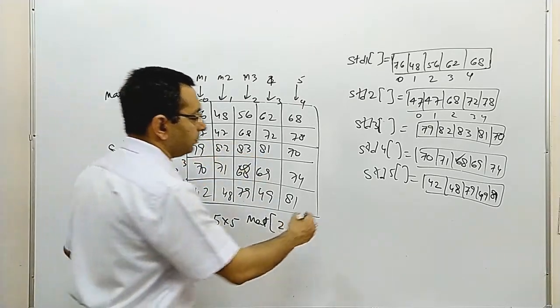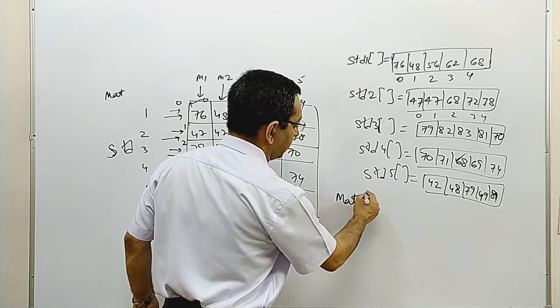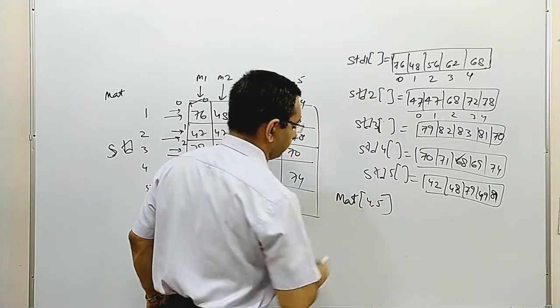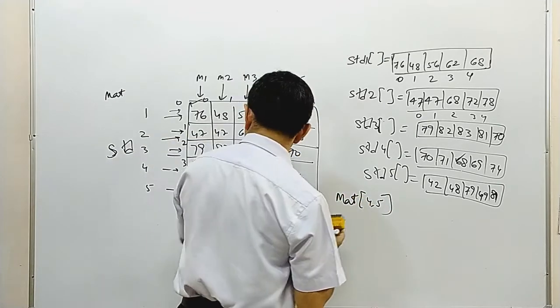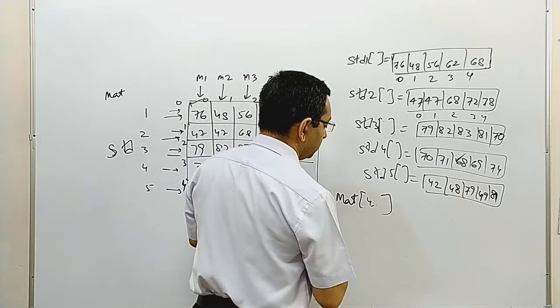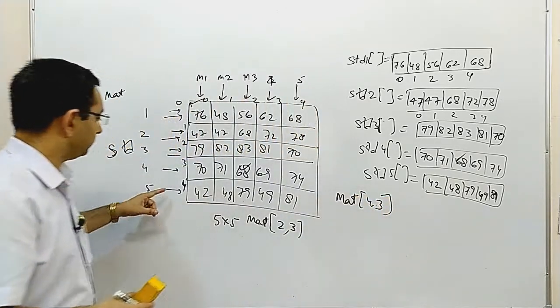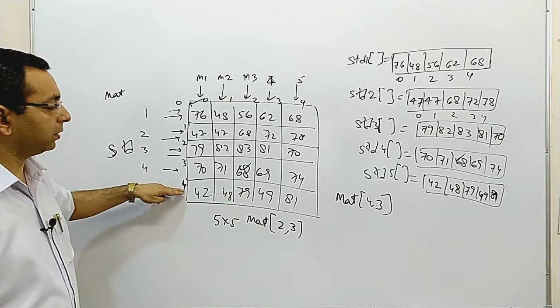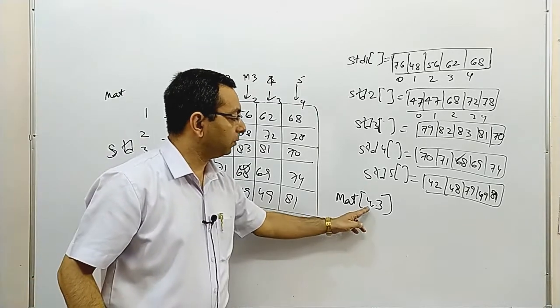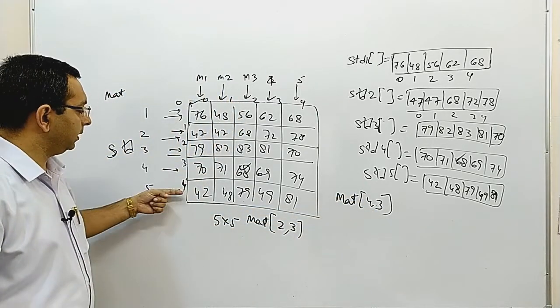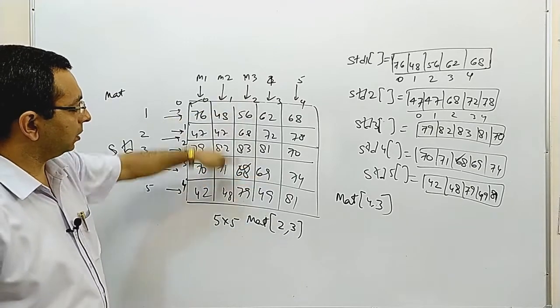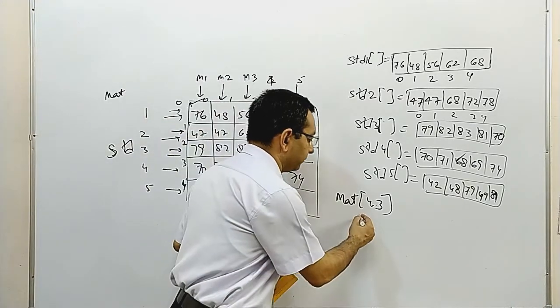Let's take another example. Mat 4 5 is not possible, because we have stored only up to the fourth index number. So mat 4 3: fourth is the row and 3 is the column. So the value will be 79.